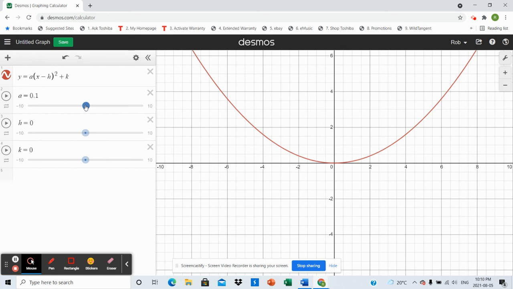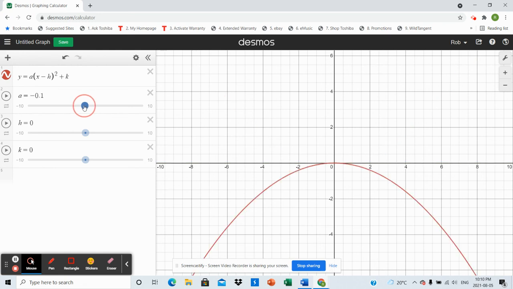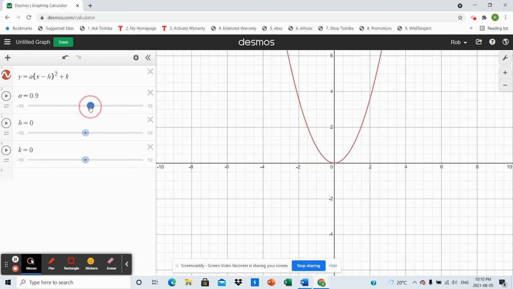And the same thing happens when a is negative and between 0 and -1. It's just the negative sign is going to reflect it across the x-axis. So this is a when it's positive 0.1. When a is negative 0.1, it looks the exact same except it's reflected across the x-axis. So I'm just going to put it right back there.